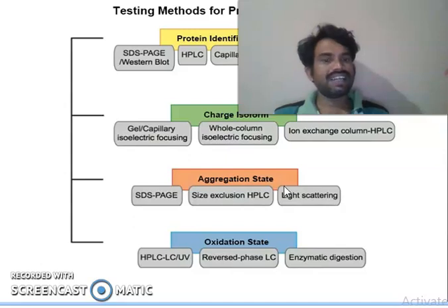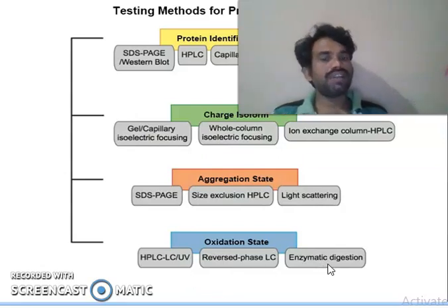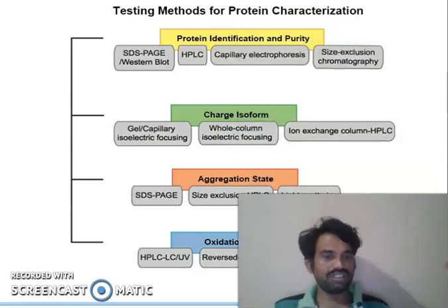Next one is the aggregate state. You can see SDS-PAGE gel, then size exclusion HPLC and light scattering. These are the techniques for determining or identifying protein aggregation states. Then for oxidation states: HPLC with LC or UV, reverse phase LC and enzymatic digestions. These are the techniques for protein characterization.